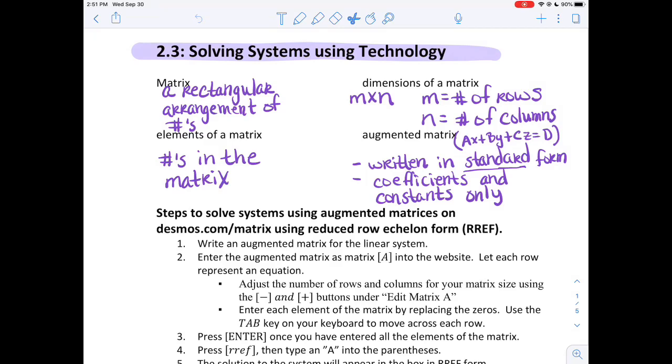Today we're going to be learning to solve systems of equations using technology. The technology that we'll use today is the Desmos Matrix website. However, you can also do these in a graphing calculator such as the TI-84 that we use in the classroom. Let's first talk about some vocabulary terms, so be sure you're writing these definitions down.